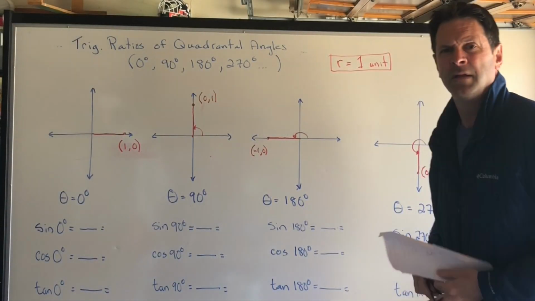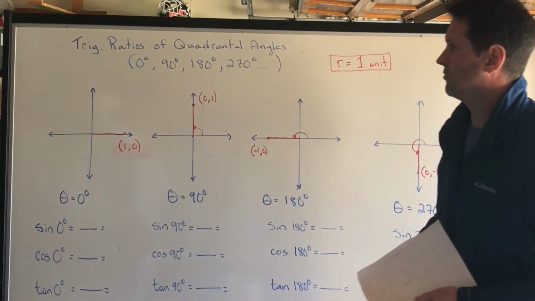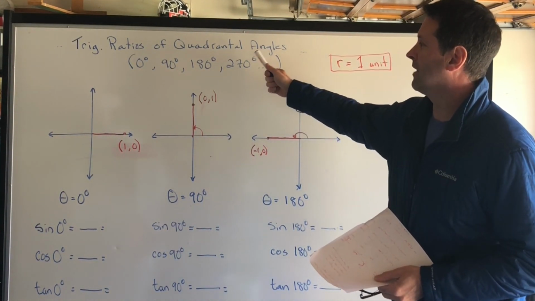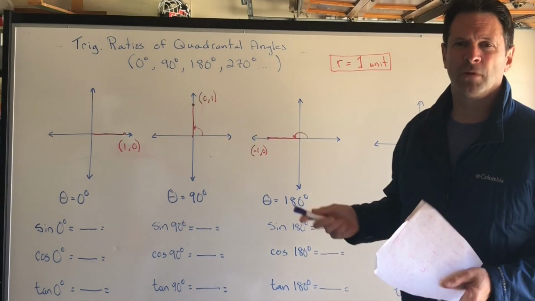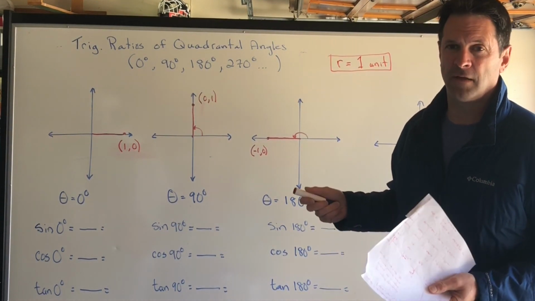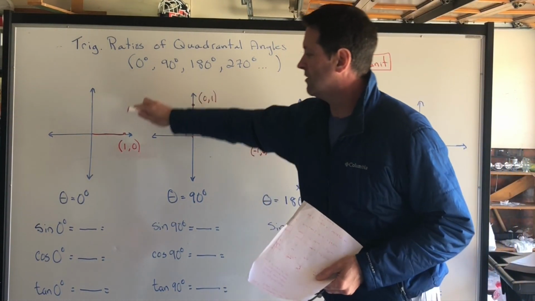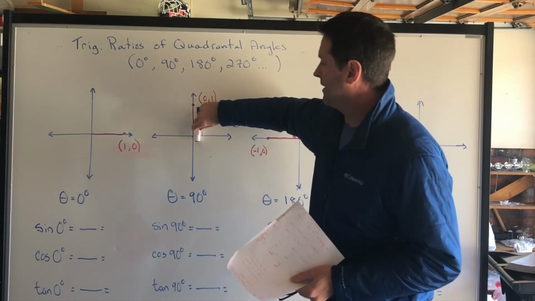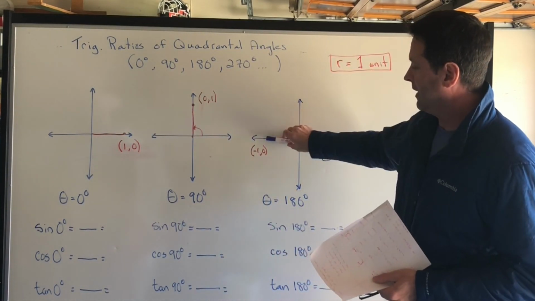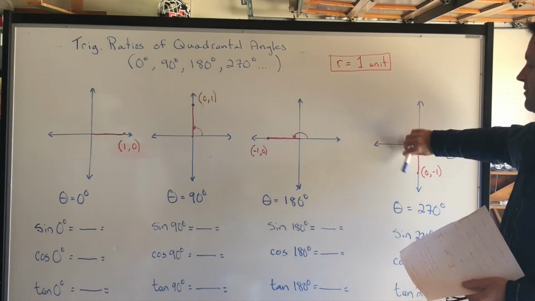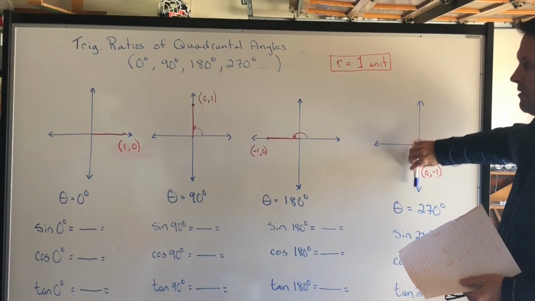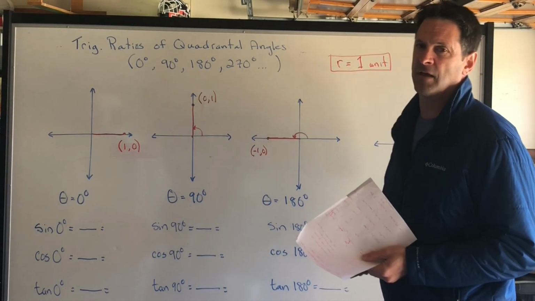Okay, everybody, I put a handout out on the website for this as well. These are trig ratios of quadrantal angles. Angles whose terminal arms are on either the x-axis or the y-axis. So for instance, 0 degrees, 90 degrees, 180 degrees, or 270 degrees. So how do you come up with the sine, cosine, and tangent values?